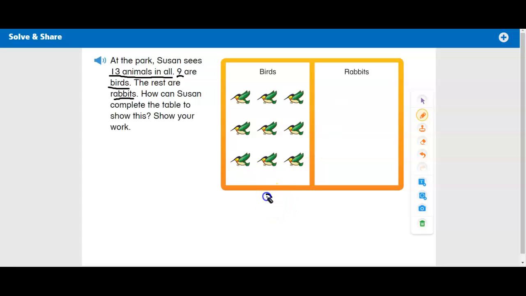So we have 9, and we need to get to 13. So what we can do is just count on from 9 to 13. So from 9, we'll come to rabbits, since we know the rest are rabbits, and we could say 10, 11, 12, 13. If 9 of the animals were birds, that means that the other 4 were rabbits. 9 plus 4 would give us 13.